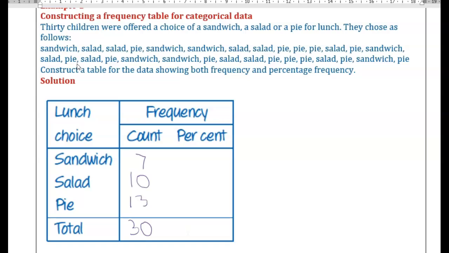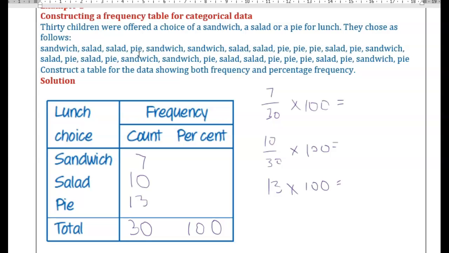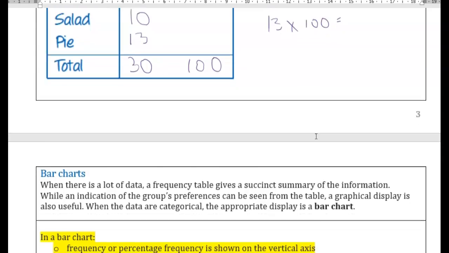If we're doing the percentage, for the sandwich we have 7 divided by 30 times 100. For your salad, it's 10 divided by 30 times 100. And then lastly for pie, 13 divided by 30 times 100. Percentages should all add up to 100%. I'm not going to go ahead and do that, but you can do that quite easily on your calculators.